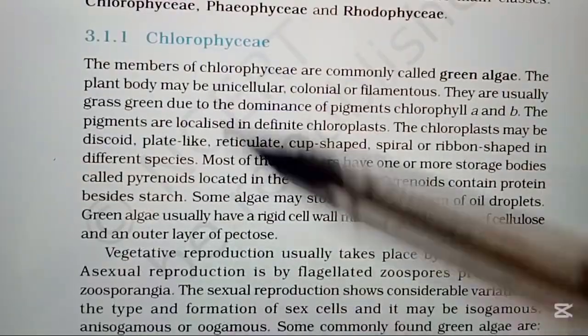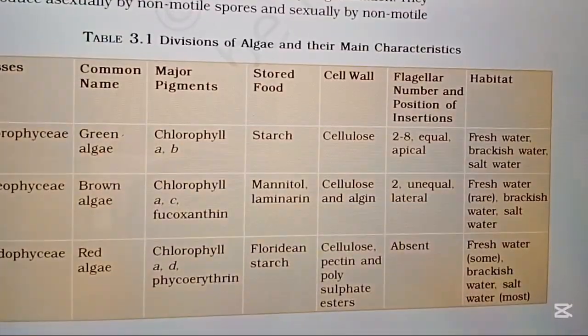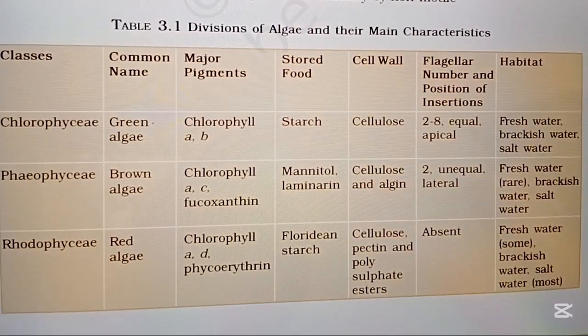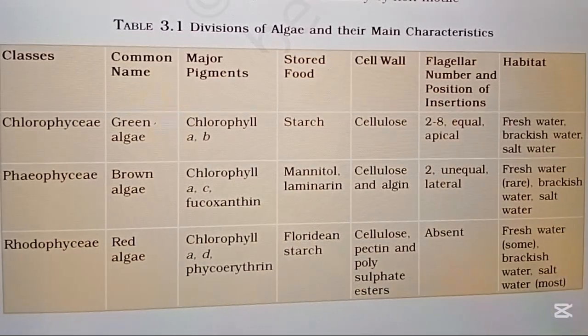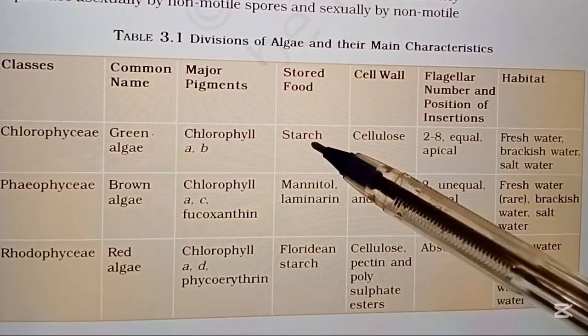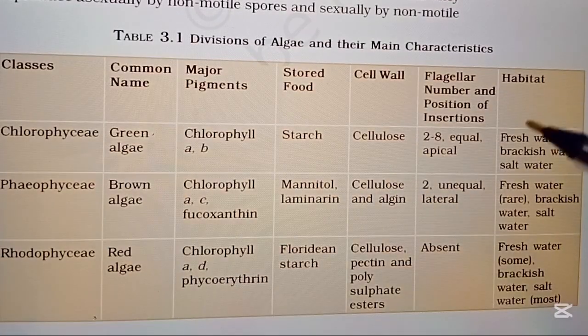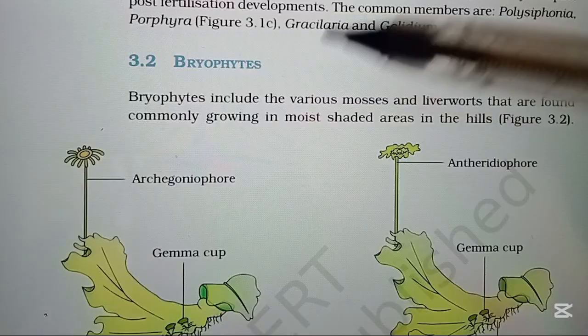Then under algae we have the subtopics Chlorophyceae, Phaeophyceae and Rhodophyceae, and to understand these topics make sure you know this table completely well, because just like labeling, they leave some of the boxes blank. Suppose they label this A, this is B and this is C, they'll ask you to fill it in. So if you learn this table, you will easily learn the topic algae. This table is the key to learn algae properly.